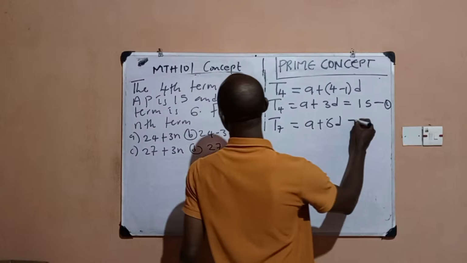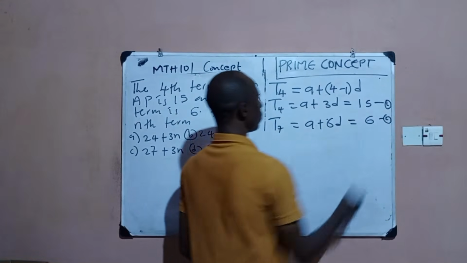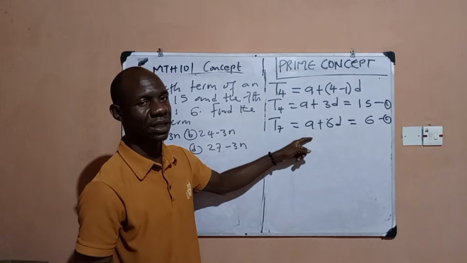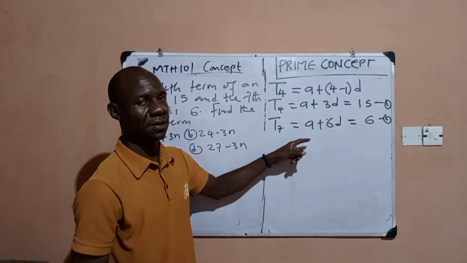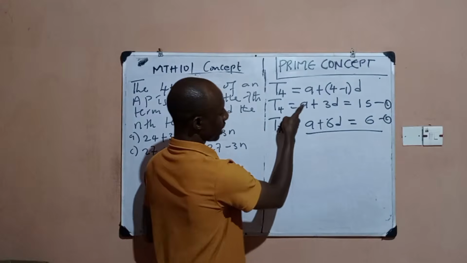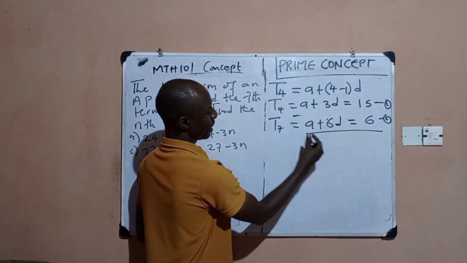And the 7th term they told us is equal to 6. So this is equation 2. So what I'm going to do, I'm going to solve these 2 equations simultaneously to find A and D. I'll subtract. A minus A is 0.